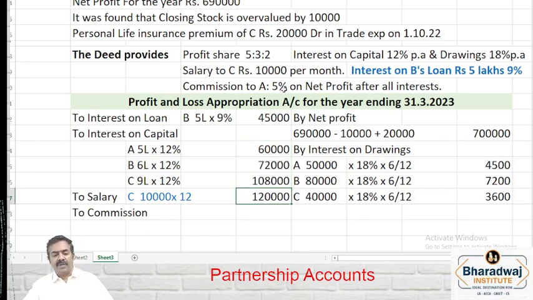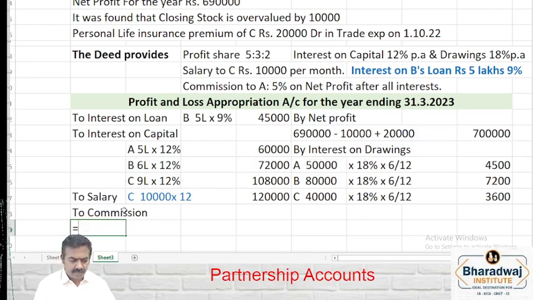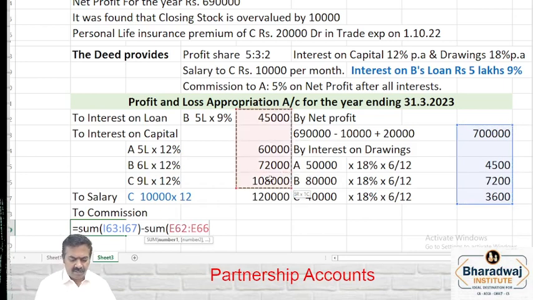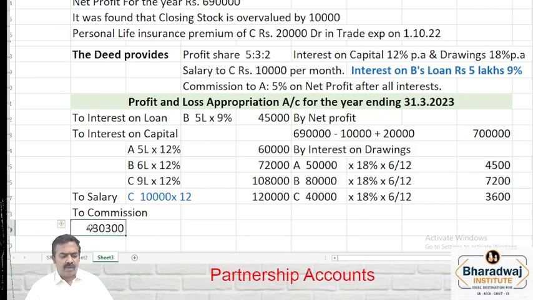Suppose in the question they tell you 5% of net profit after all interest and salary. Then what would you have done? Net profit plus interest minus all interest and salary also you would have deducted. But here for calculating commission, I will take 7 lakhs plus this interest on drawings, minus all interest. Only up to this level you will deduct. Don't deduct salary. So you will get 4,30,300, into how much percentage to pay? 5%. This into 5%.